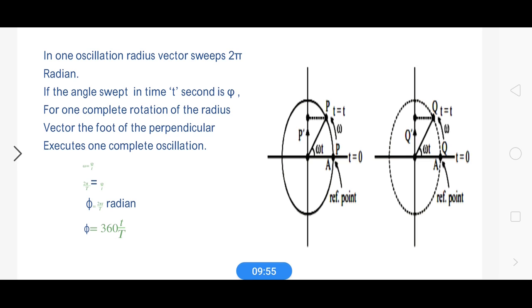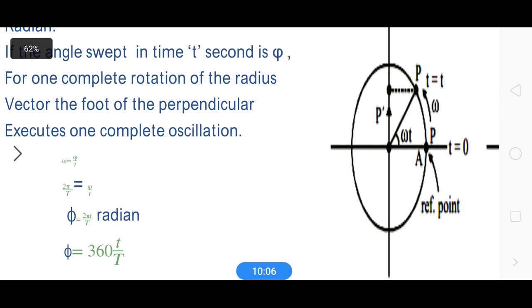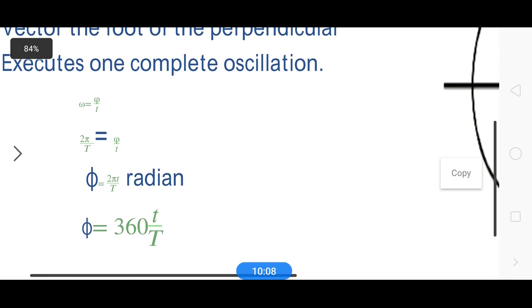So omega is equal to phi by t. For one complete rotation, phi is equal to 2 pi. So we know that omega is equal to 2 pi by T is equal to phi by t. Then phi is equal to 2 pi by T into small t radian. So this is the phase of the particle executing SHM.